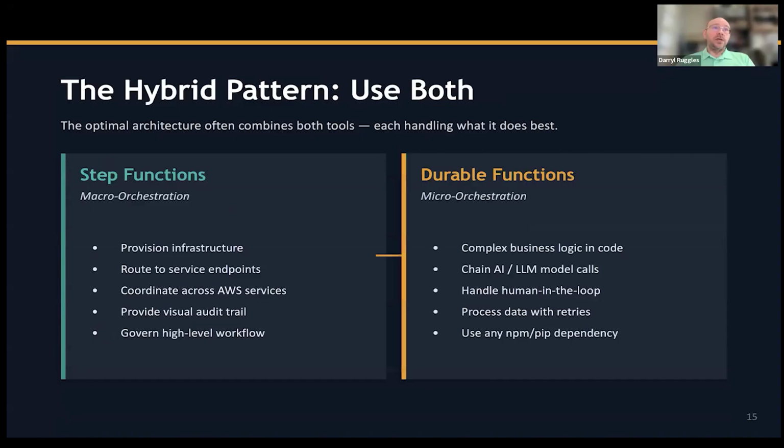And as always, with anything, there isn't always one answer. So you could use a hybrid approach. It may make sense in many cases to use both Step Functions and Durable Functions. You could use Step Functions for the macro-level orchestration of your workflow, and then for the routing and the cross-service calls and such, and audit mechanisms to be able to track the overall flow.